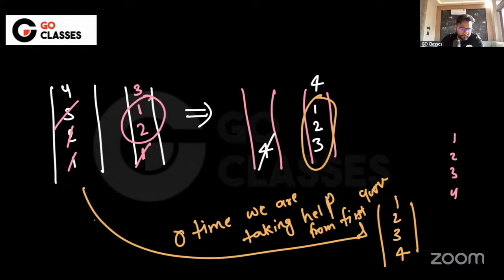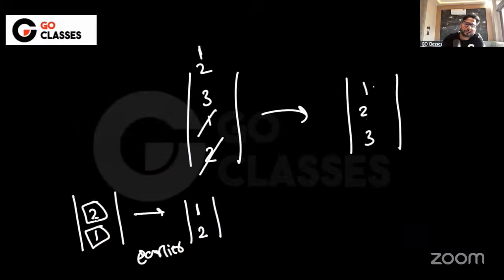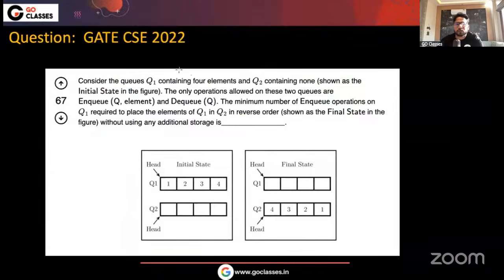Okay, great. So basically 0 is the correct answer. It was a recently asked question, and 0 is the correct answer. They're asking the number of NQ such that the Q2 is in the reverse order, so 0 is the answer.